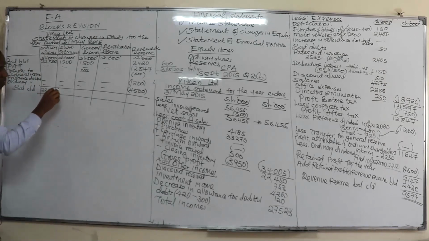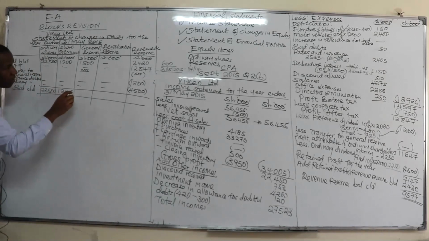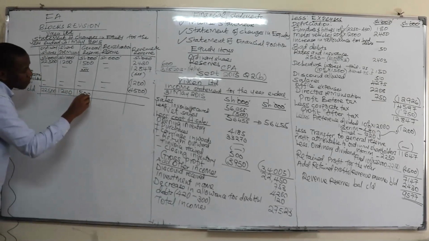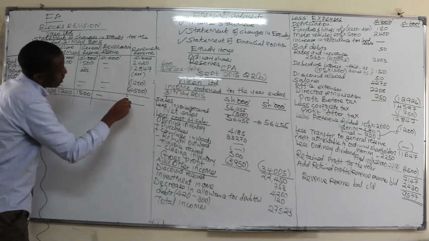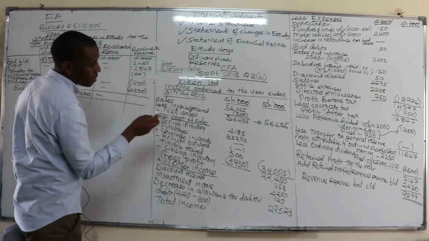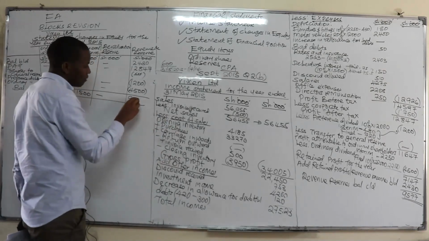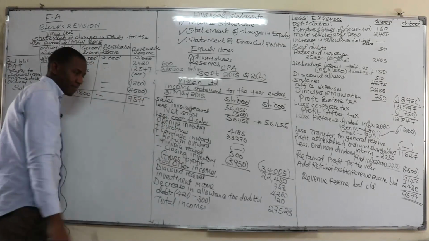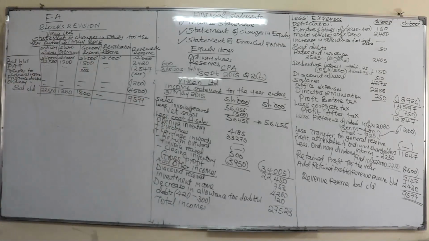22,500, 1,200, 1,500. Hapo hakuna. And this one will just be the same as what we have in there, 95.77. That is what will be the statement of financial position. Now, of changes in equity, I mean.